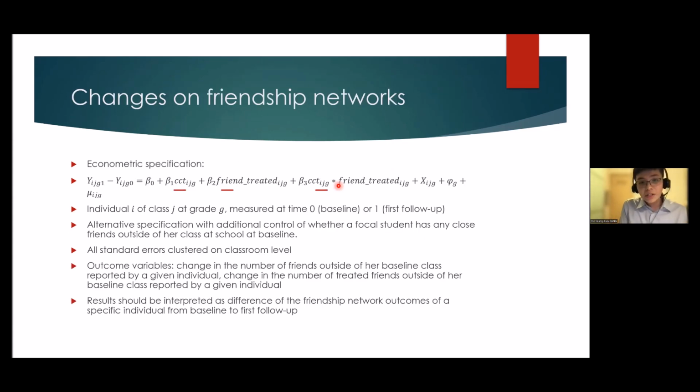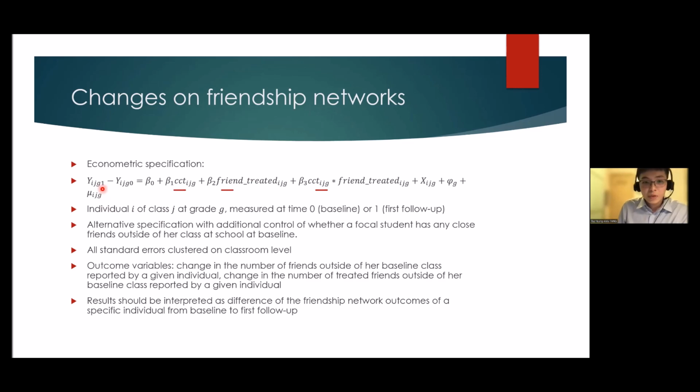The second research question is on the changes of friendship networks. So whether or not the intervention actually changed the friendship networks from baseline to first follow-up. Again, I run a simple OLS regression. We have basically the same specification. You have your CCT term here, you have your friends treatment and the interaction term.